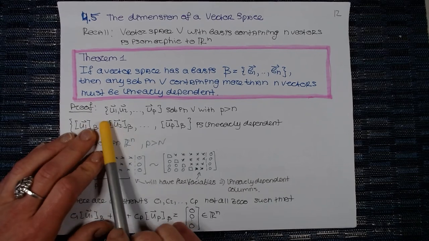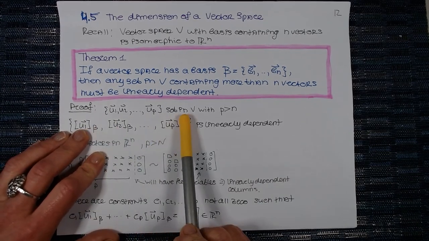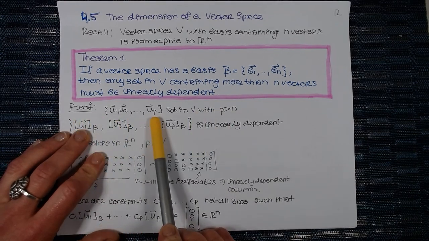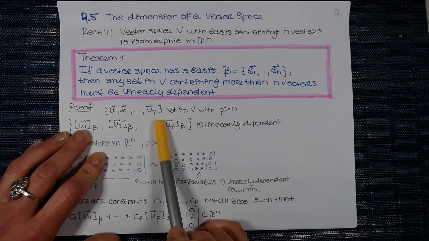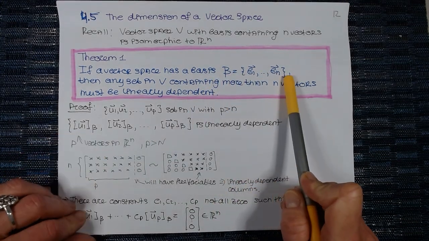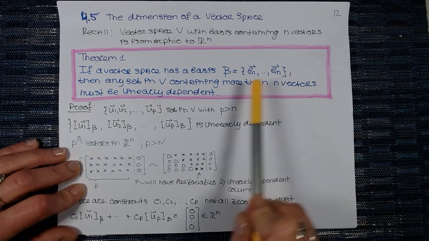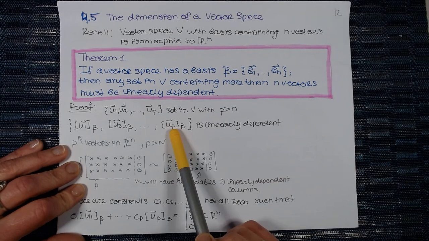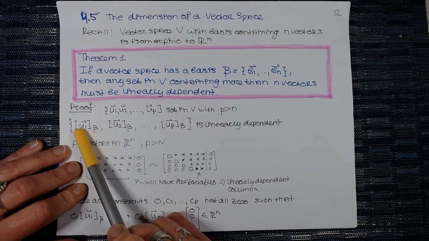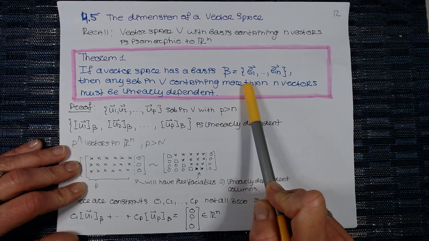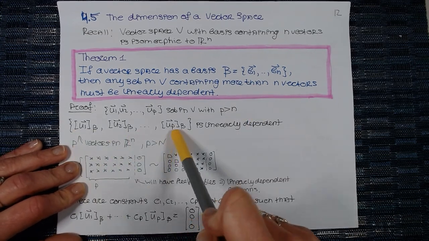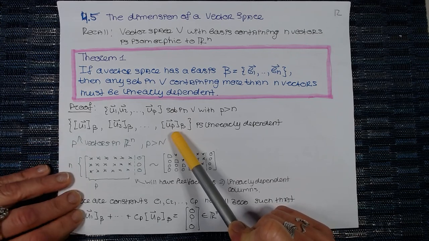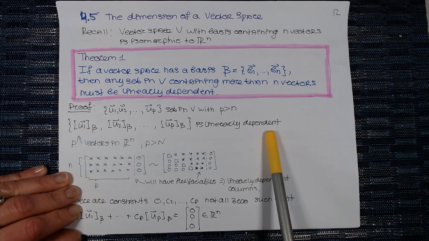So if I take, for example, any set of p vectors in my vector space V, and my p is greater than n, so I'm taking a set of vectors where the number of vectors is greater than the number of vectors in the basis of V. If I consider the set of corresponding beta coordinate vectors, I just transform each vector into its coordinate vector with respect to the basis beta. So those guys are going to be vectors in Rn because they're just coordinates with respect to beta.